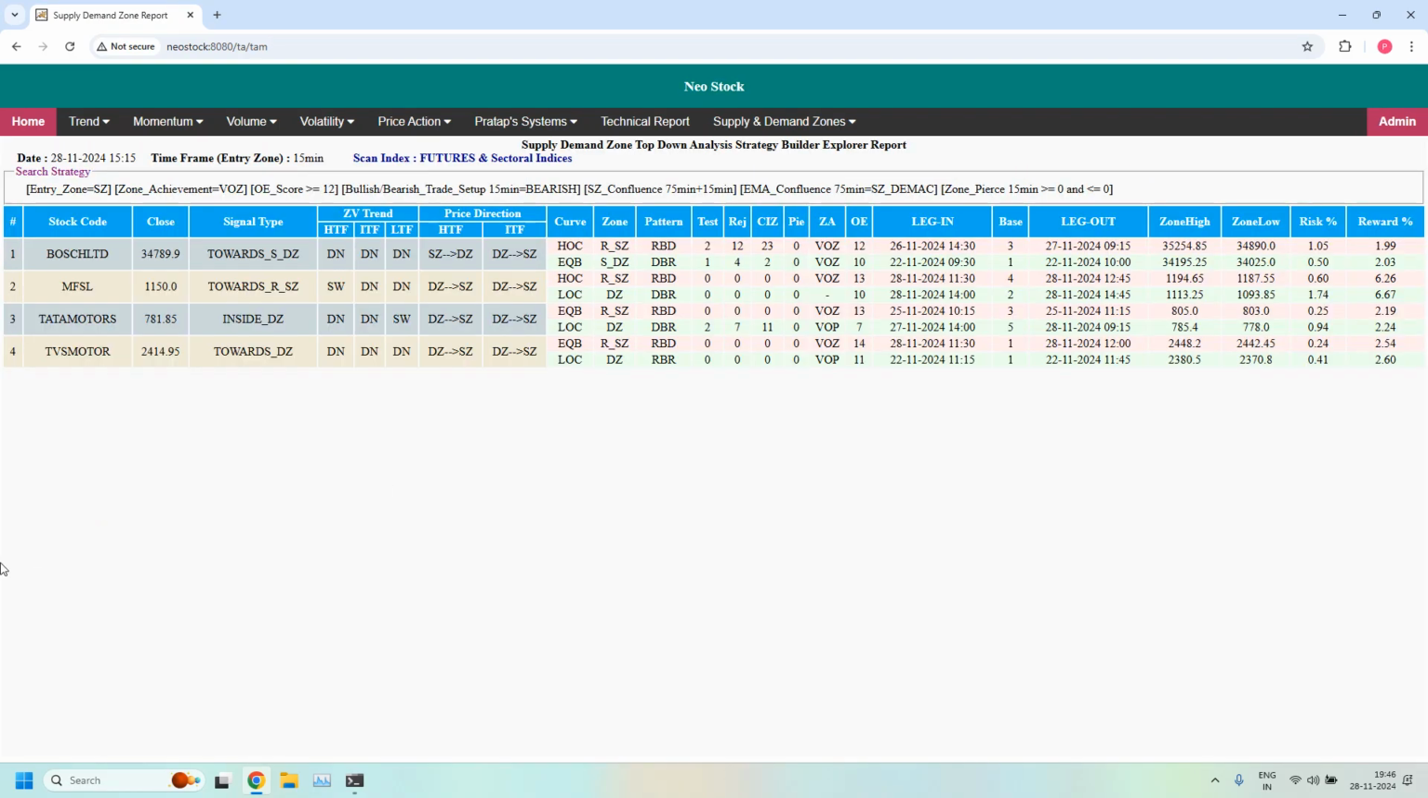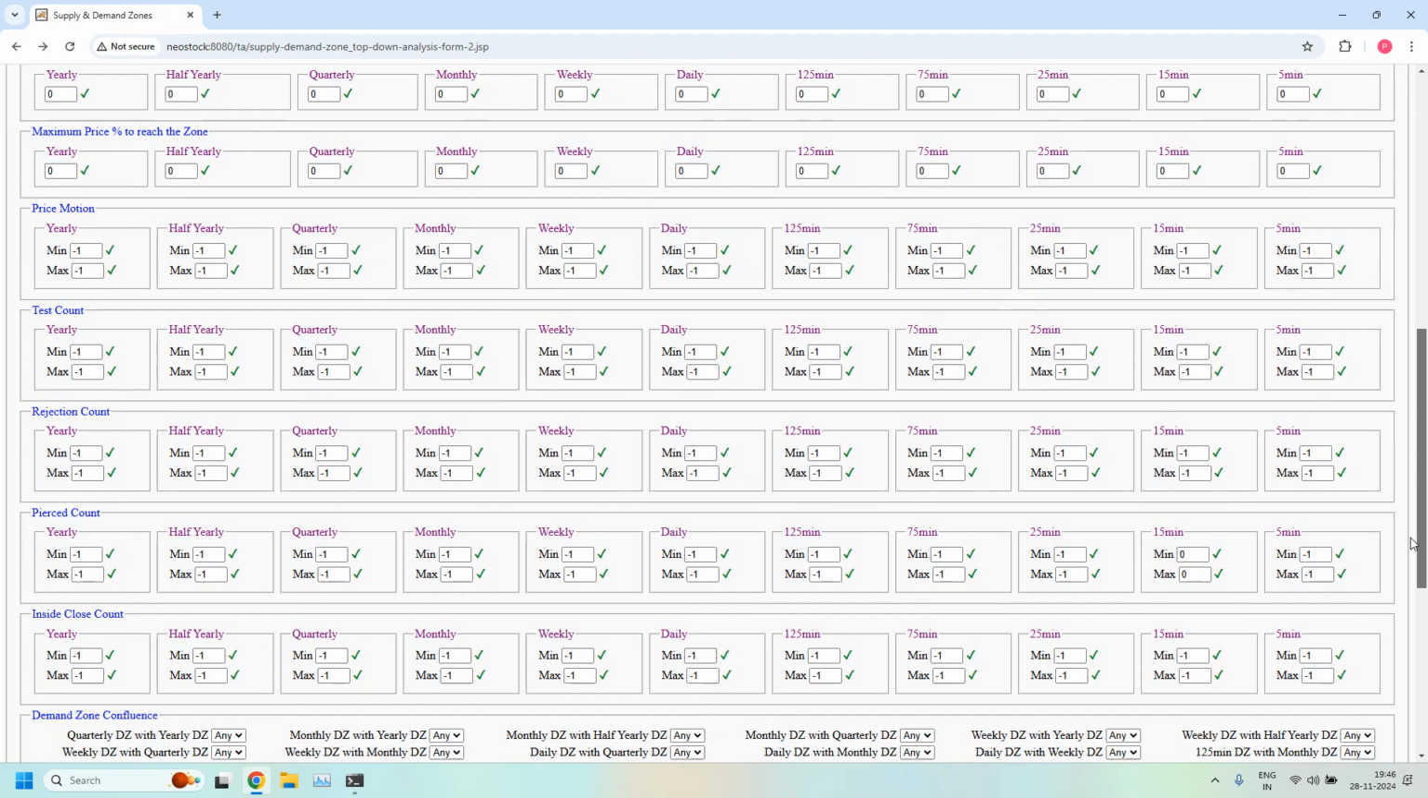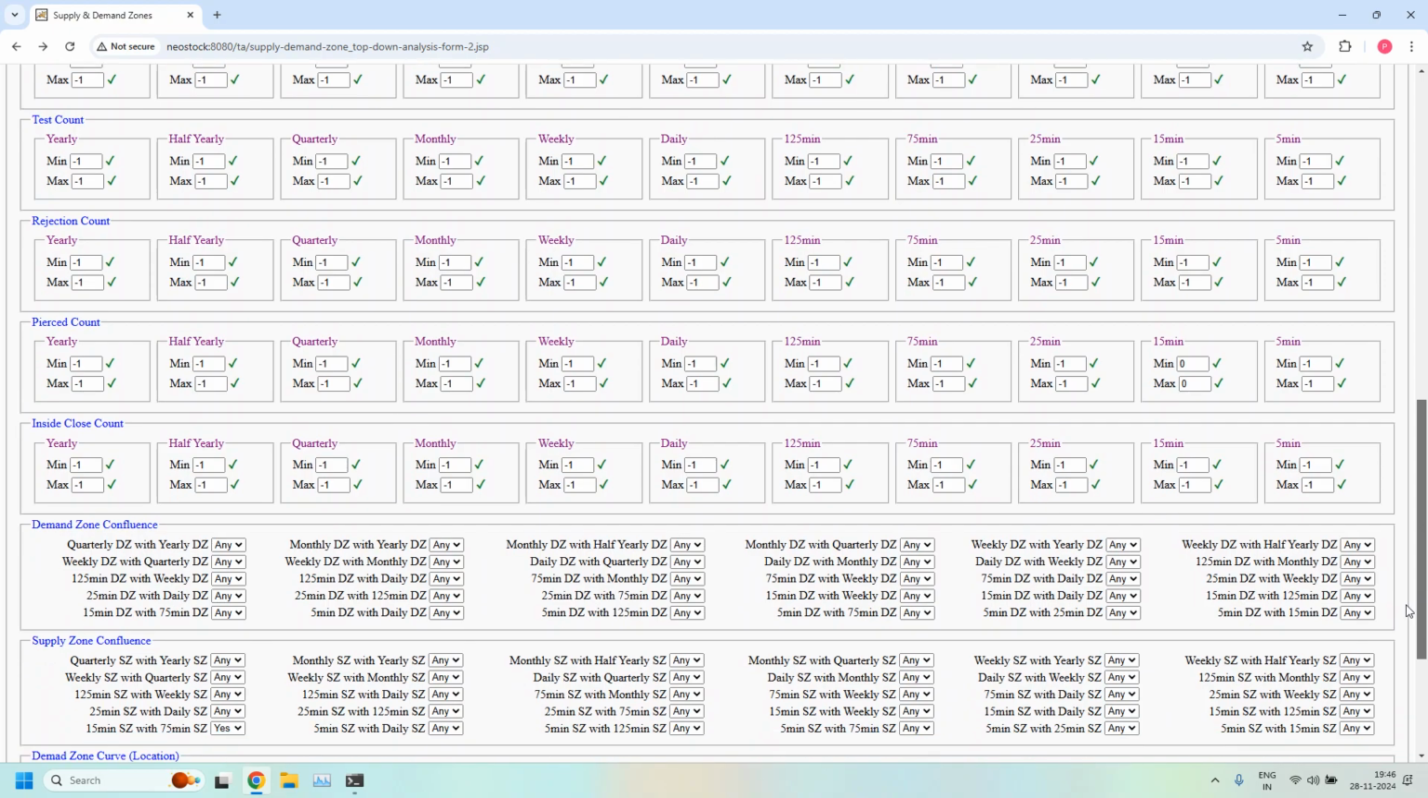With this filter, we got 4 stocks. All these 4 are even more high probability trade setup supported stocks. Okay, now let's look for LTF, ITF, HTF, supply zone confluence. How to remove EMA filter? I removed it. So in the supply zone confluence, 3 filters we have to set. First filter is already enabled, 15 minute supply zone with 75 minute supply zone confluence.